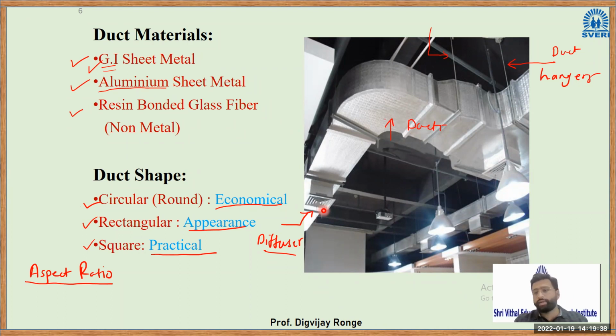Duct shape. What are the different duct shapes? There is a circular duct, which is like a pipe. Then there is a rectangular duct. Then there is a square duct. If you go by theoretical calculations, it is preferred to have square ducts, because square ducts give you an aspect ratio of 1. But most of the time putting a square duct is not possible. So in that case, rectangular is preferred, and most of the time you will see rectangular ducts in air conditioning systems. Very few times people go with circular ducts, even though they are economical.